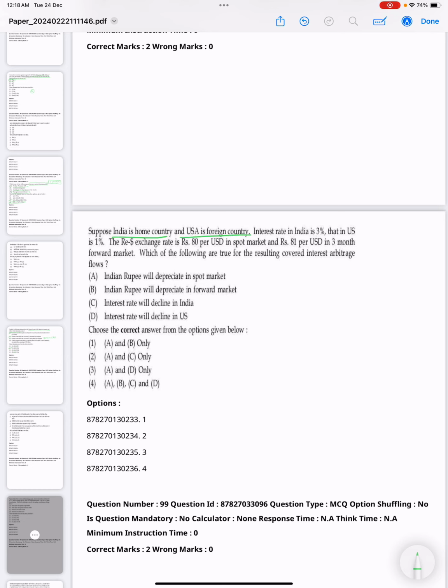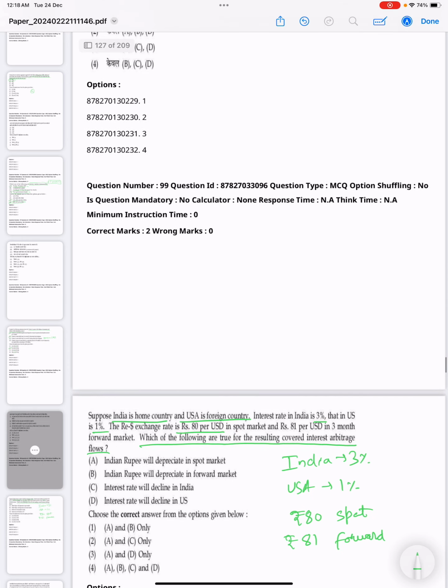Now, suppose India is the home country and USA is a foreign country. Interest rate in India is 3%. That in USA is 1%. Exchange rate is 80 rupees in the spot market, 81 in the forward market. Which of the following are true for the resulting covered interest arbitrage flows?